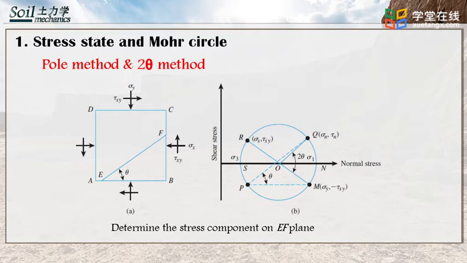In this method, you can draw a line parallel to plane EF from the pole, which is point P in the Mohr circle. The cross point between the line and the Mohr circle is the stress at the plane EF, which is point Q, and it is consistent with 2θ method.